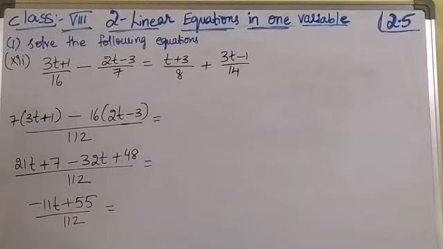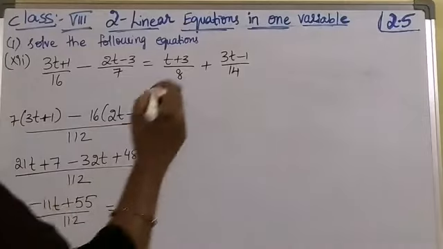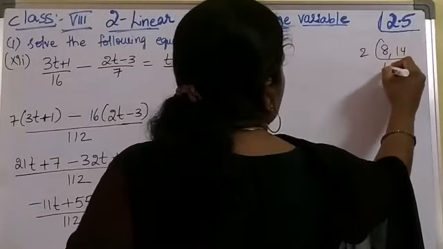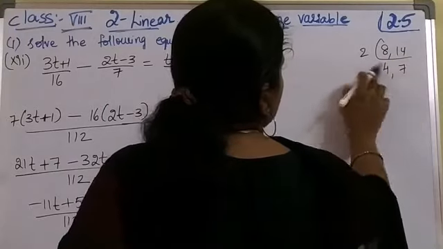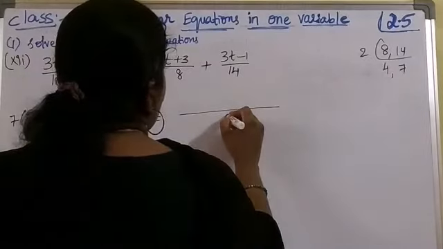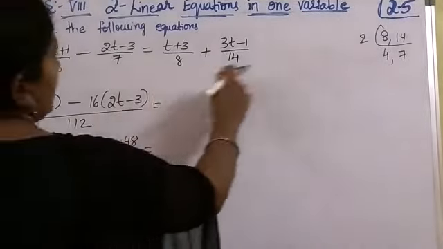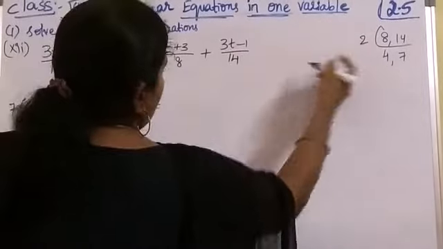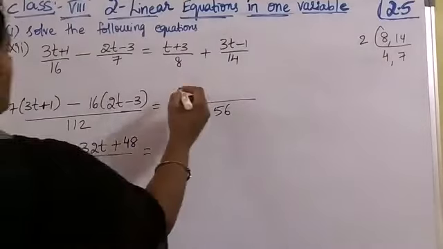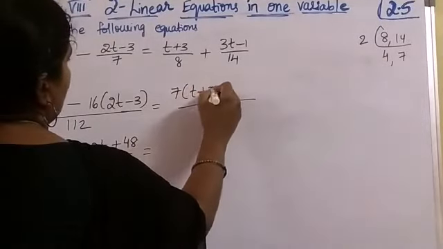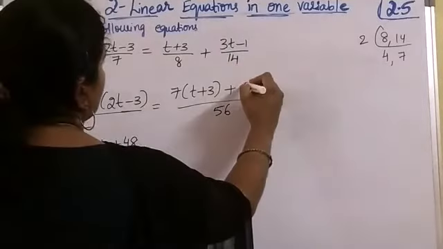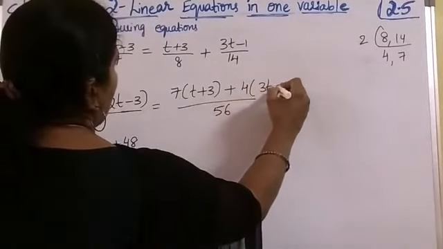LCM of 8 and 14. How much? 8 and 14 are not co-prime numbers. So go for the LCM. When you do, 2 4s are 8, 2 7s are 14, so common 2, 2 4s are 8, 8 7s are 56. 56 is now the LCM of 8 and 14. So how many times will 8 go in 56? 7 times. So 7 into t plus 3, plus how many times will 14 go in 56? 14 4s are 56. So 4 into 3t minus 1.